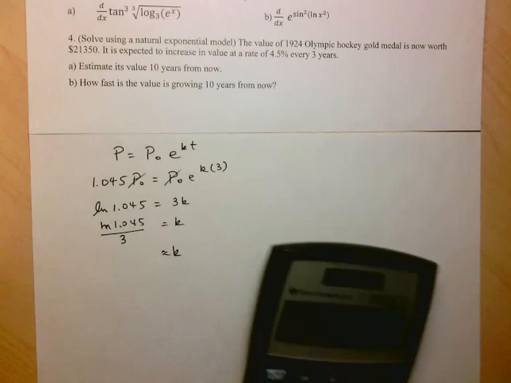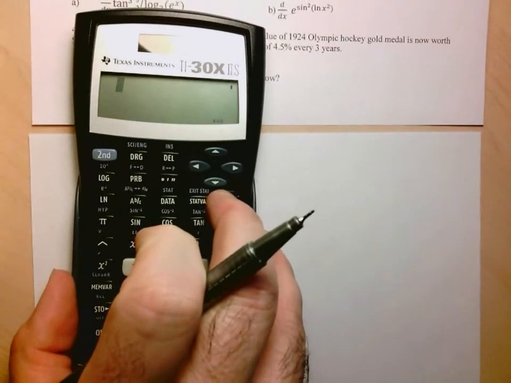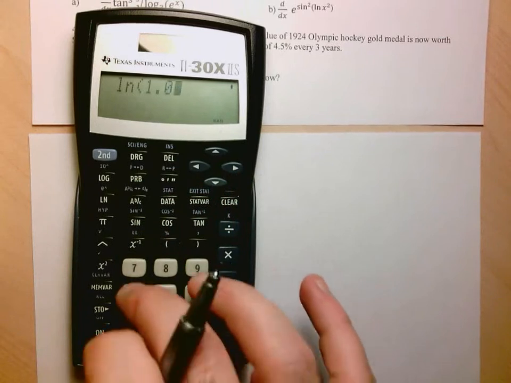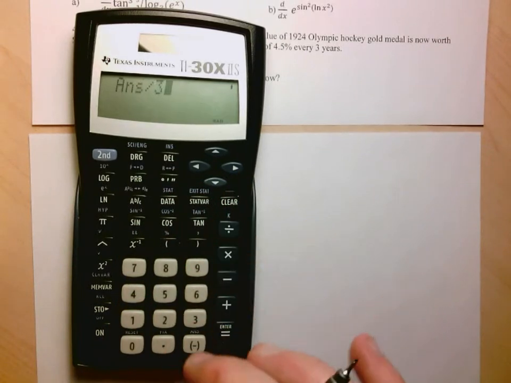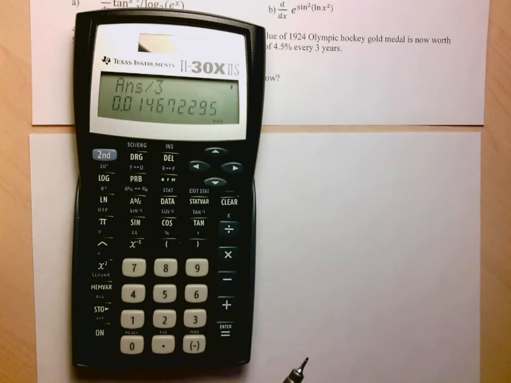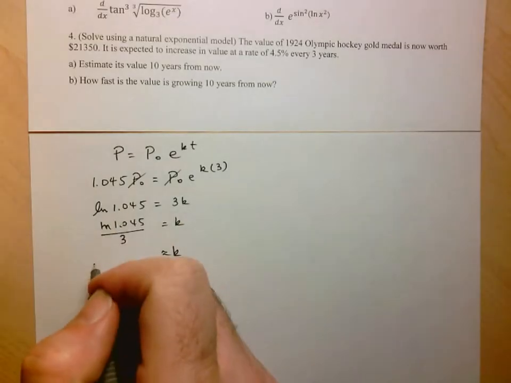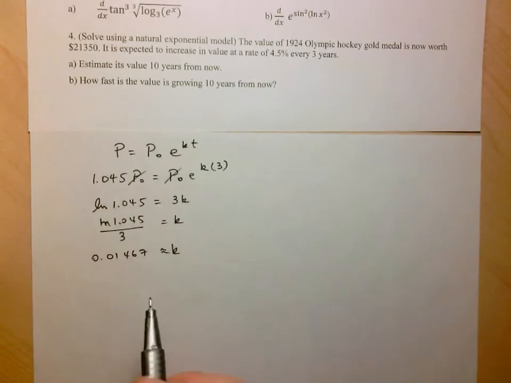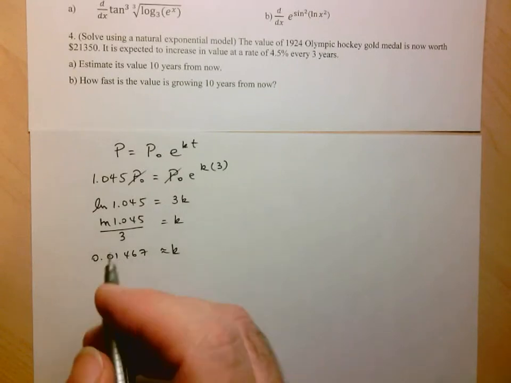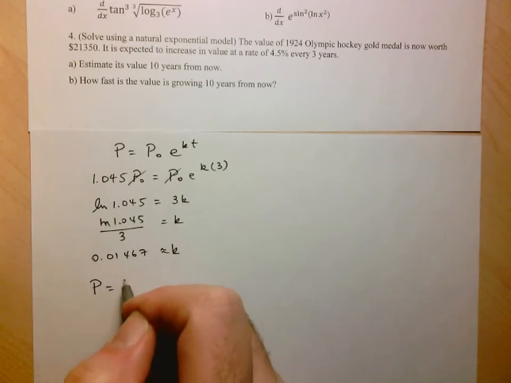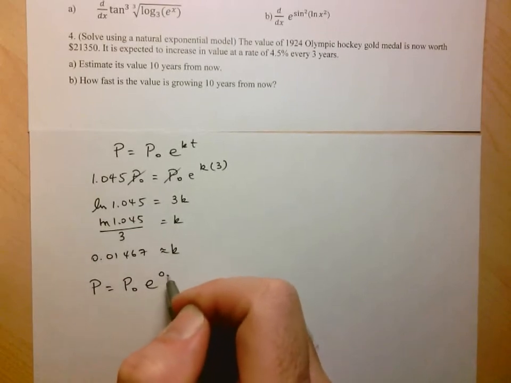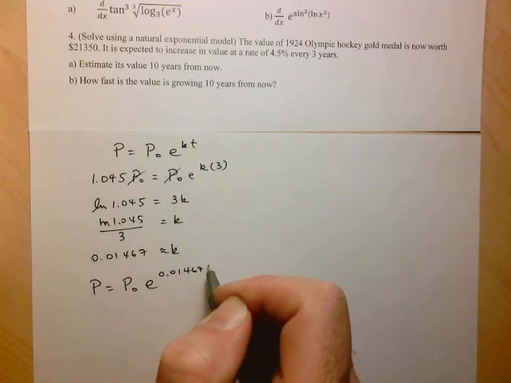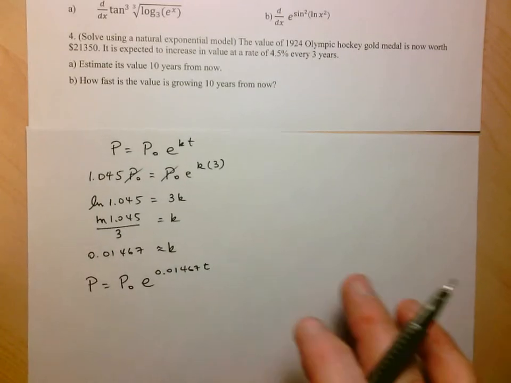Let's estimate that. ln of 1.045 divided by 3 gives 0.01467. Since we're dealing with exponential functions, I want to keep a fair number of decimal places. So now our model is P equals P naught times e to the 0.01467t. Okay, so this is our model. Now we can start answering the questions.